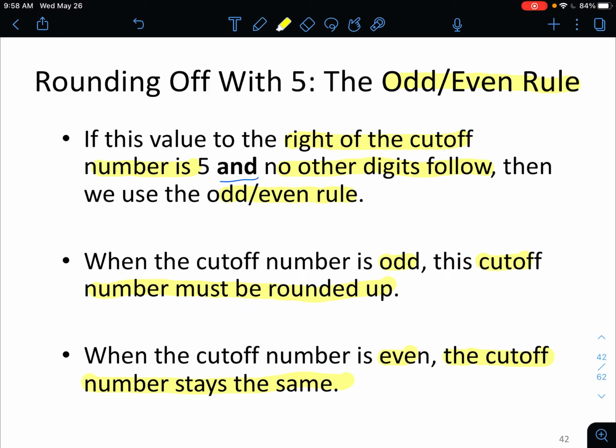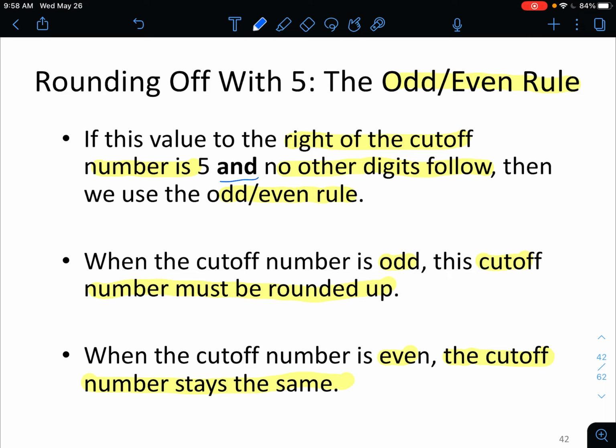So basically what that ends up doing is it tells me half the time I'm going to round up, half the time I'm going to do nothing. So we'll look at examples of this in the next few slides, but let me show you one here just to kind of give you an idea.